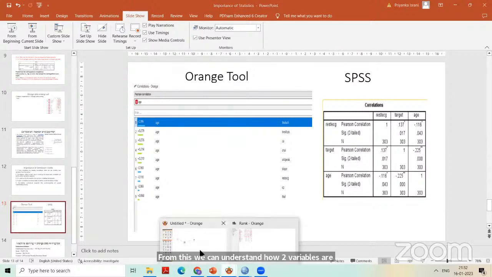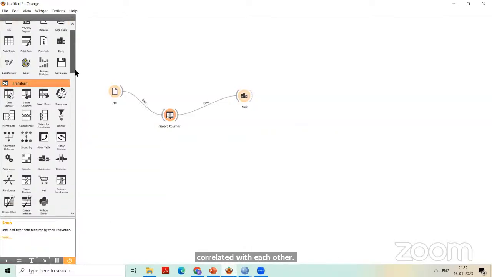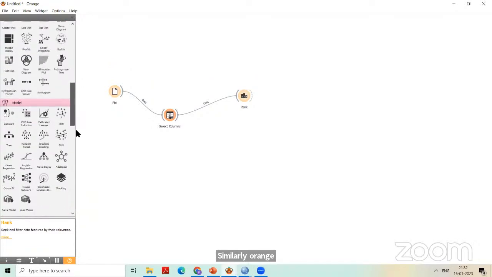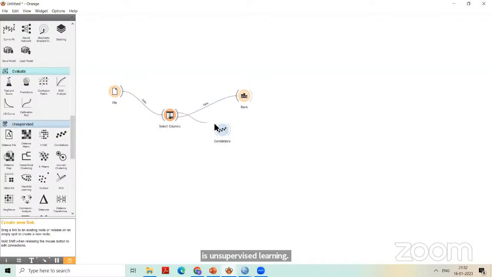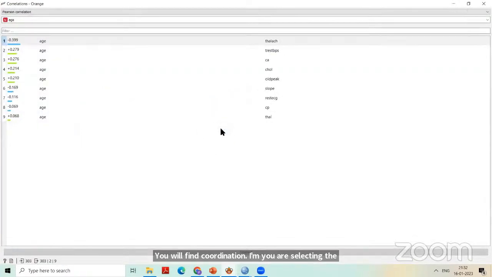Similarly, in the Orange tool, there is a correlation widget. In the case of unsupervised learning, you will find correlation, and you are selecting the columns for correlation. So this is the complete data that you can see.